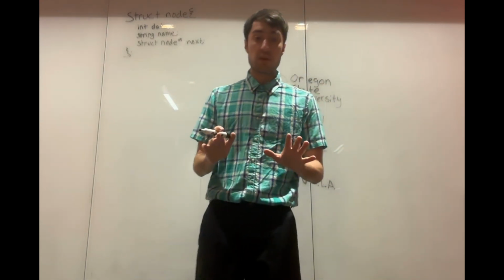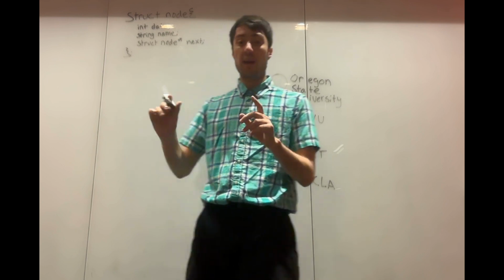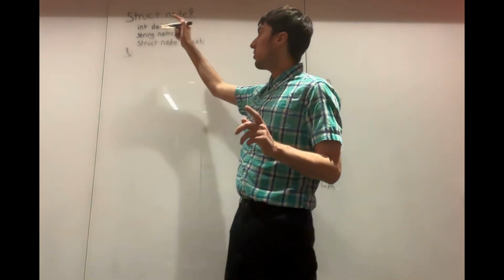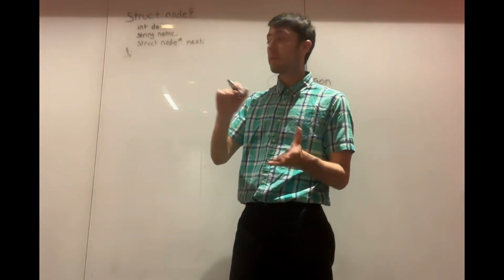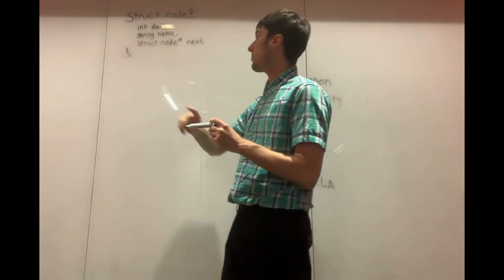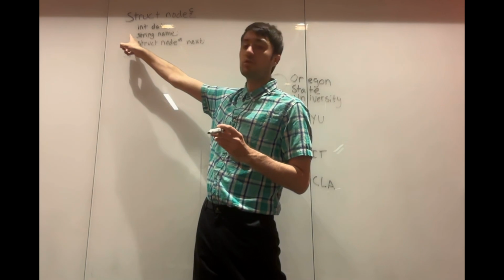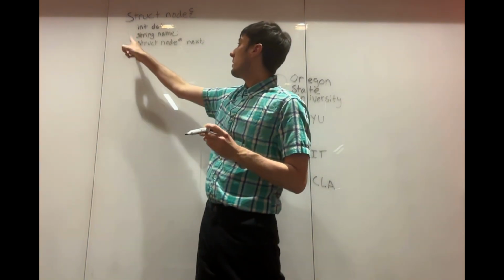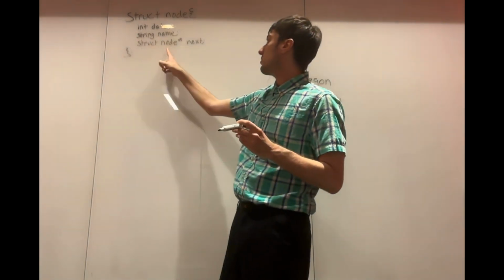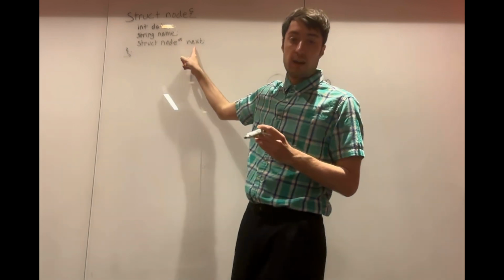So anyways, we have a struct node. This is a struct, and it has three parts to it. Number one is int data. Second one is string name. And then the third one is struct node pointer next.